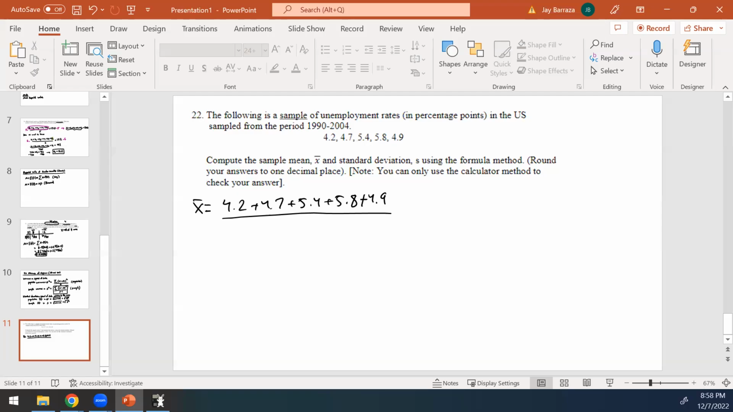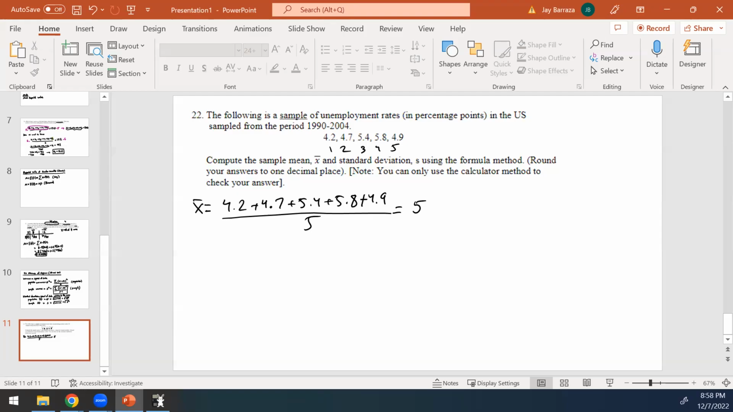Okay. And then we count how many data points. 1, 2, 3, 4, 5. So we divide by 5. And I will quickly calculate this. 4.2 plus 4.7 plus 5.4 plus 5.8 plus 4.9. And then we divide by 5. And my 4s look terrible. I got 5. That's a nice number.